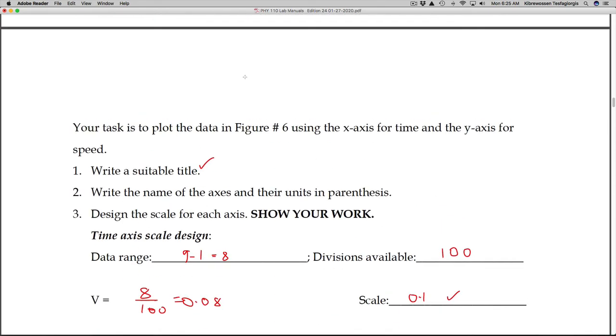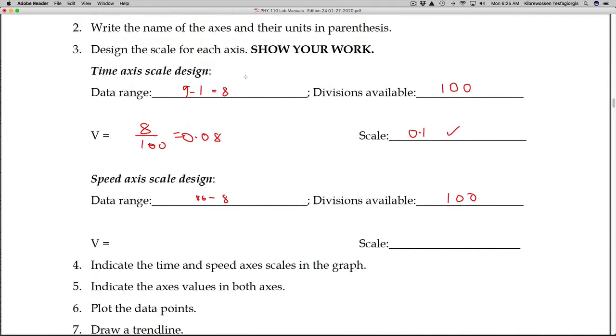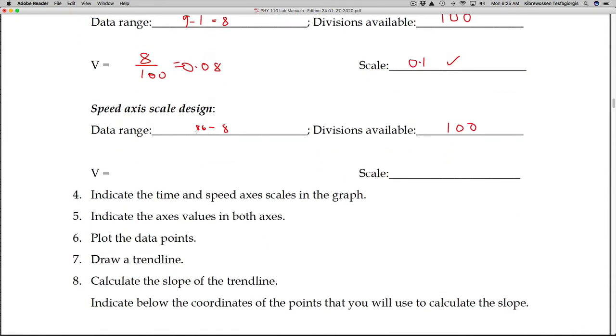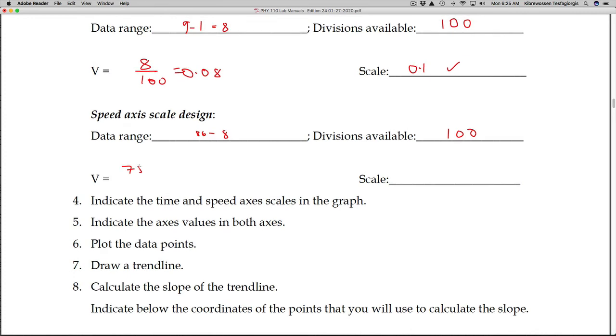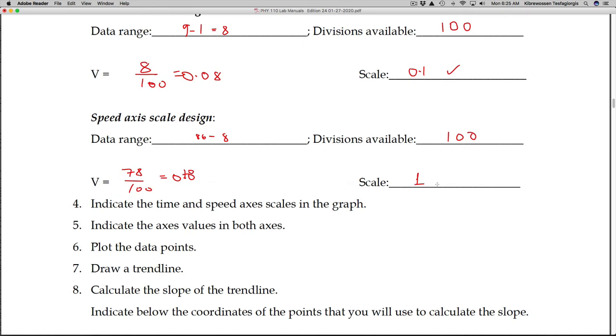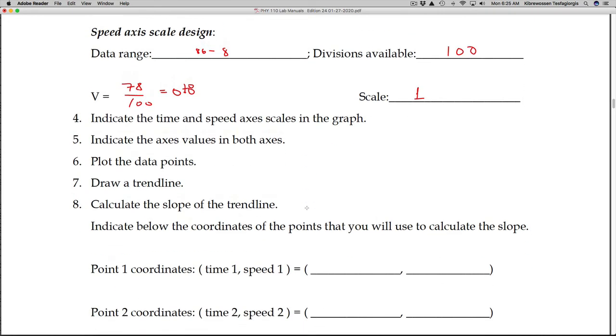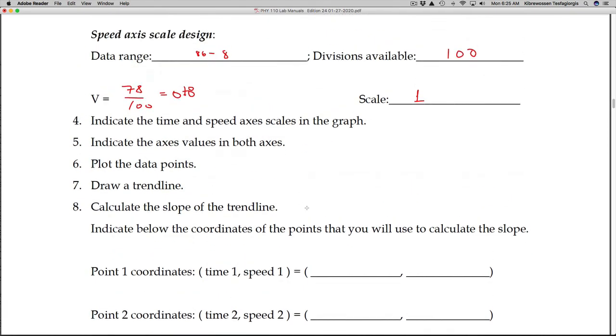Okay, then you need to calculate your v value. Your v value will be 78, excuse me, 78 divided by 100, that would be 0.78, right? So 0.78 isn't really a convenient scale, then you have to take it as 1. Then now you go ahead and put those numbers on your graph.